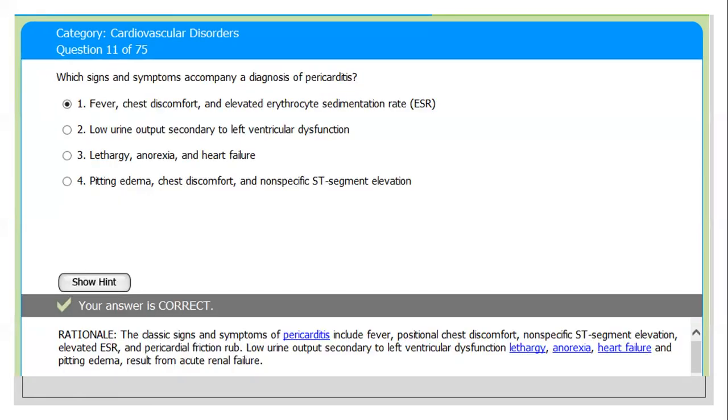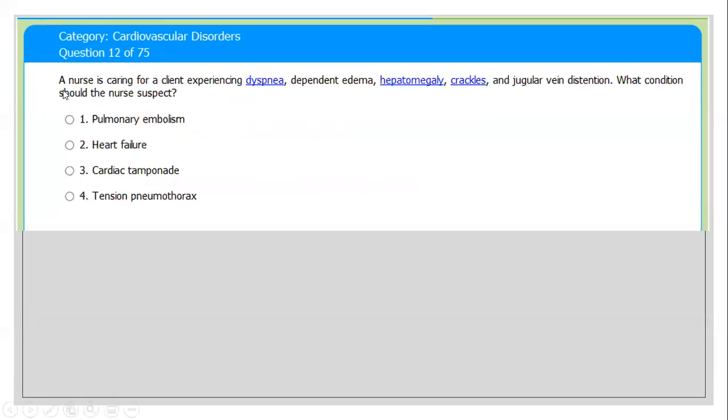What next? A nurse is caring for a client experiencing dyspnea, dependent edema, hepatomegaly, crackles, and jugular vein distension. What condition should the nurse suspect? Important, let me tell you something. My patient has dyspnea. Dyspnea means shortness of breath.